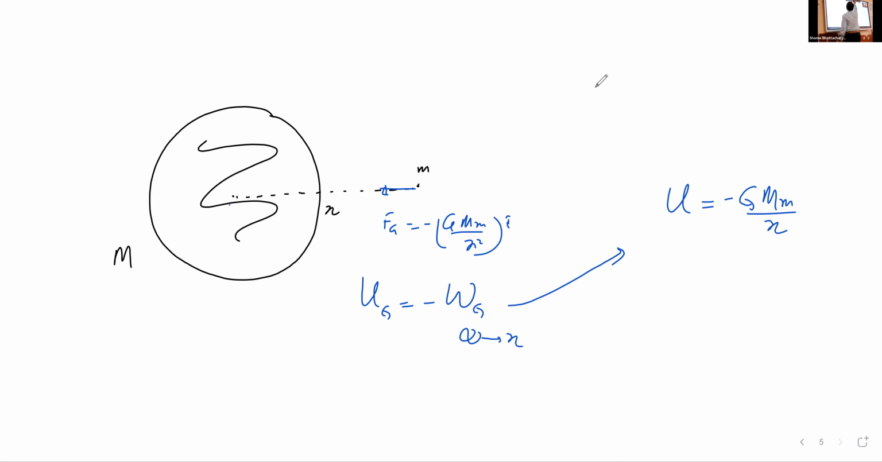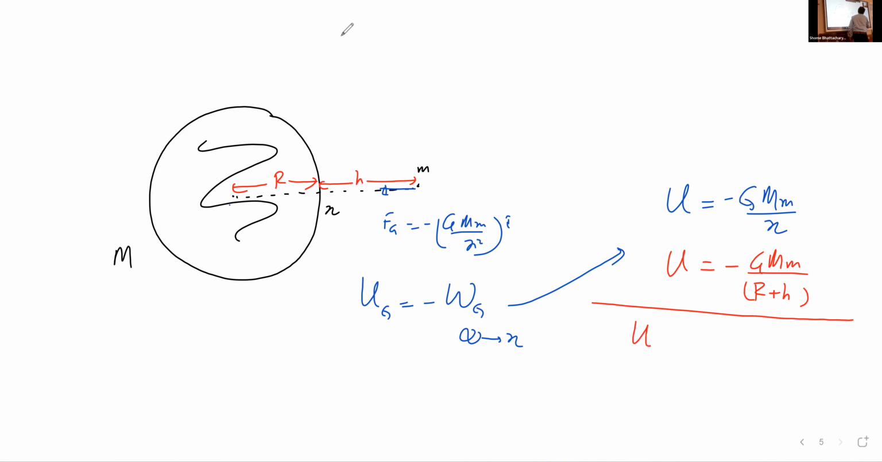Now we apply that concept. Suppose the height of this particle from the ground is h, and this is the radius of the earth. So I can substitute x over here with r plus h, and then I can apply the binomial approximation. Now what I can see is at the ground level, at the surface level, how much is the potential energy? It is minus GMm upon r.